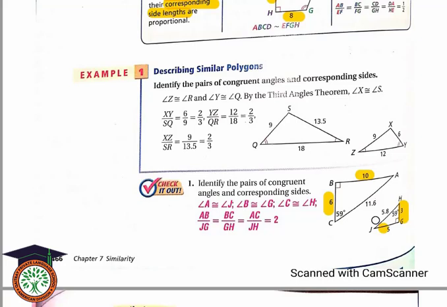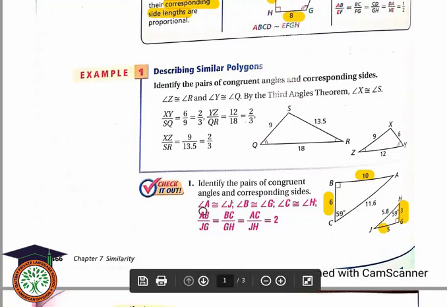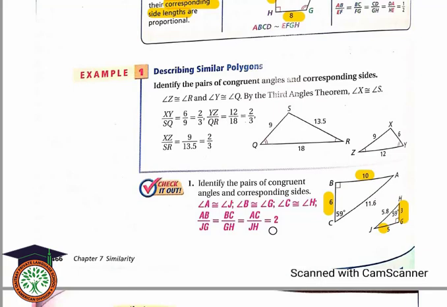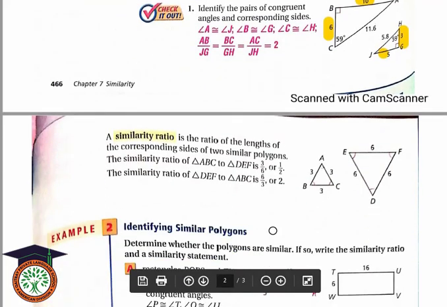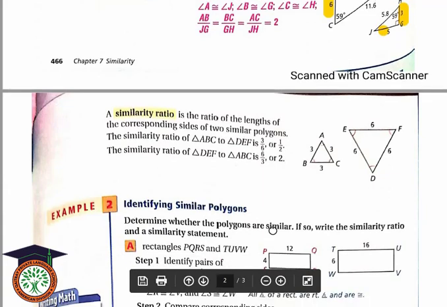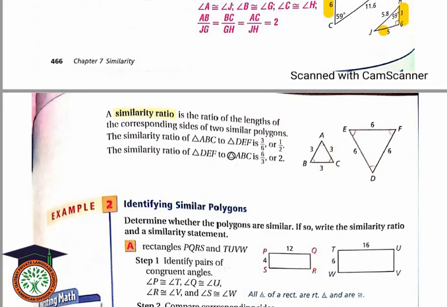It's also equal to 2. Write the answer: AB over JG equals BC over HG equals AC over JH, which equals 2. So the lengths of the corresponding sides are proportional, all of them equal 2. It's also how you can find the similarity ratio, which is what we just talked about.